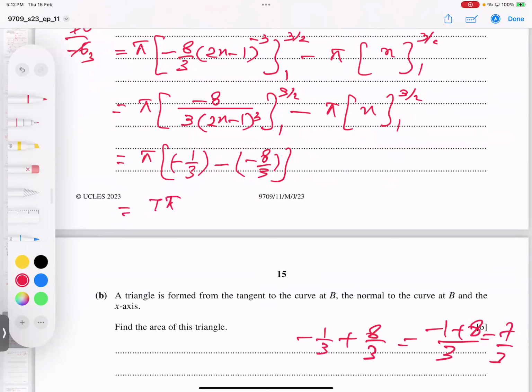7 pi/3 comes from the first part. And let's discuss the second part. When I plug in 3/2 here, the upper limit, and when I plug in 1 here, the second limit, 3/2 minus 1 gives a half. So I got a half pi. And the LCM is 6, you know it very well. So I got 14 pi and I got 3 pi, and I got 11 pi/6 units cubed.